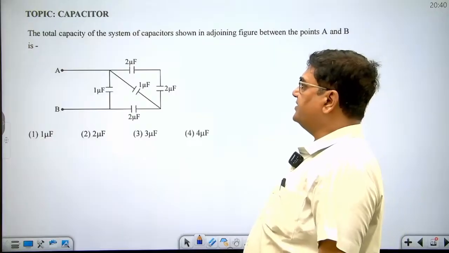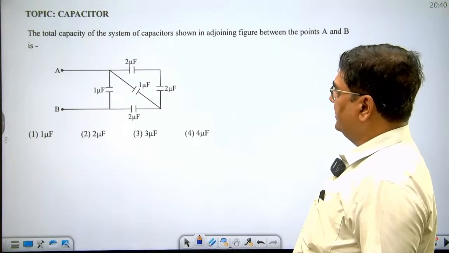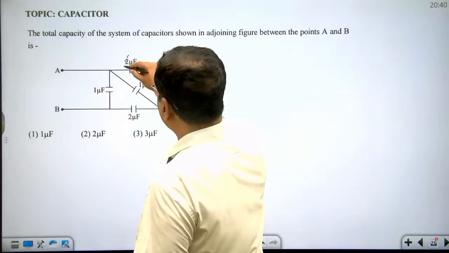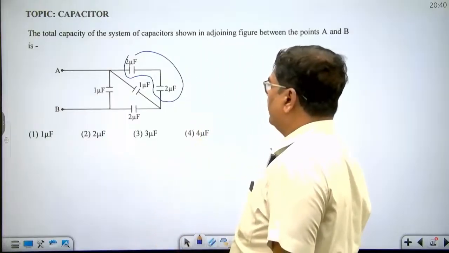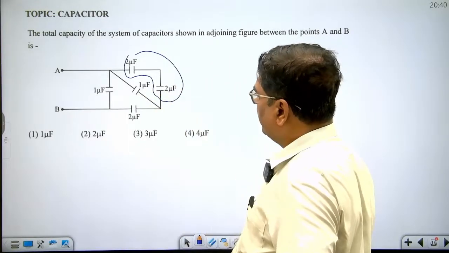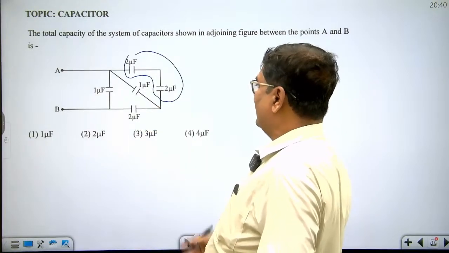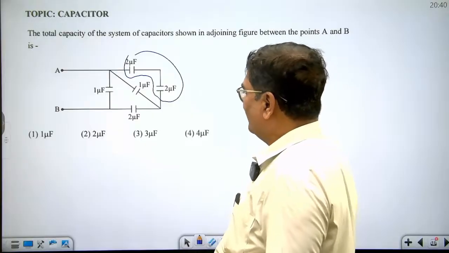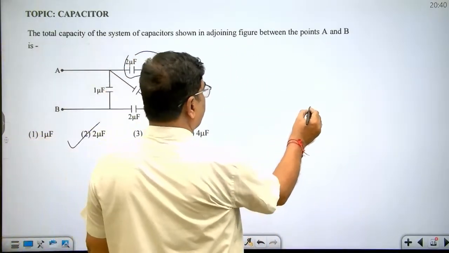Now, dear student, let's see. Find the equivalent capacitance between A and B. In the given figure, you can see this 2 microfarad and 2 microfarad is connected in series. Okay. So the equivalent of 2 and 2 will become 1. And dear student, this 1 and 1 is connected in parallel. So again, it will become 2. Now 2 and 2 is connected in series. Then again, it will become 1. And dear student, 1 and 1 is connected in parallel. Then it will become 2. Okay. So the answer to the question is option 2.